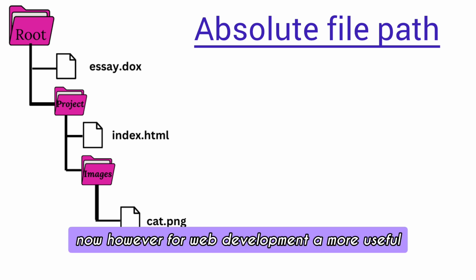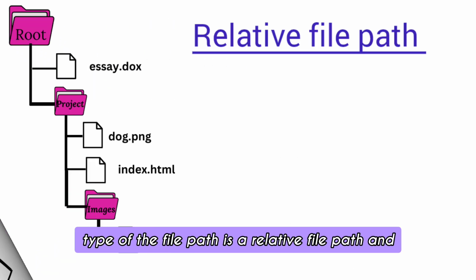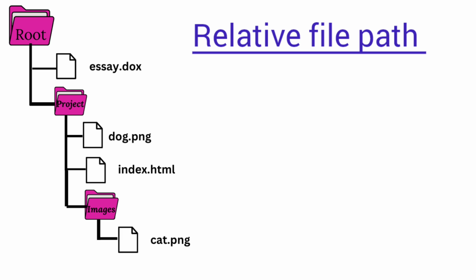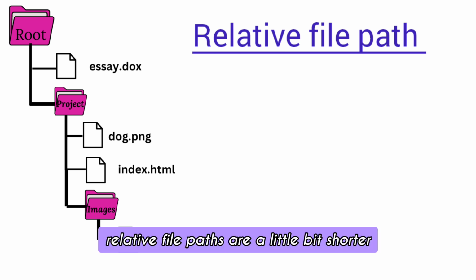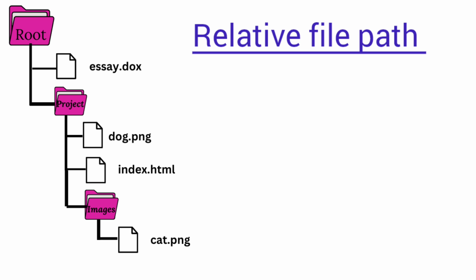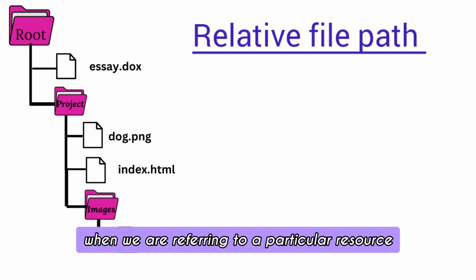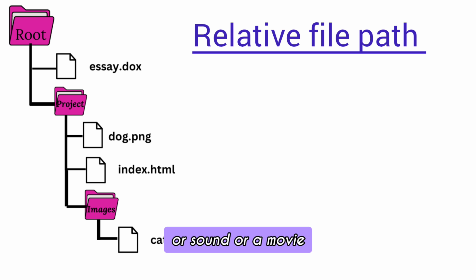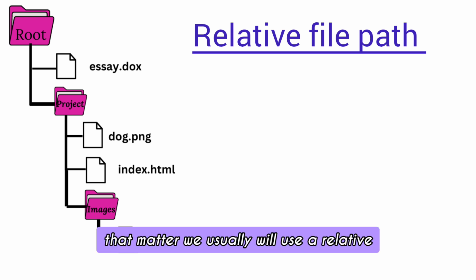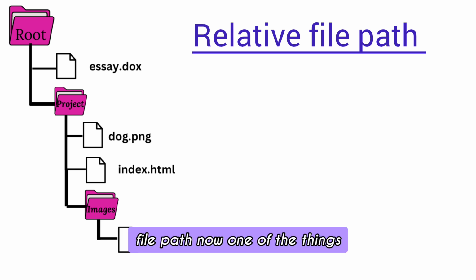Now, however, for web development, a more useful type of file path is a relative file path, and as the name suggests, it's relative to something, right? So usually relative file paths are a little bit shorter. In web development, when we are referring to a particular resource, say we want to bring up an image or sound or a movie or another HTML file for that matter, we usually will use a relative file path.